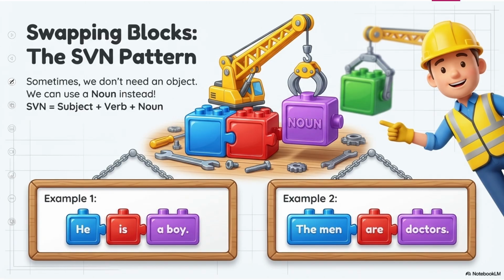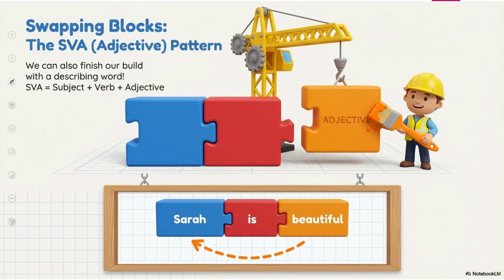Then we have another pattern which is the subject verb noun pattern. Sometimes we don't need an object, we can use a noun instead. For example, he is a boy. Here we use a noun which is telling about he. And in another example, we have the men are doctors.